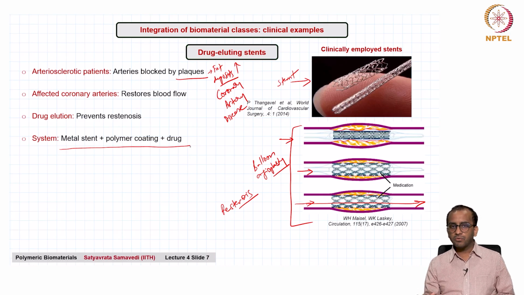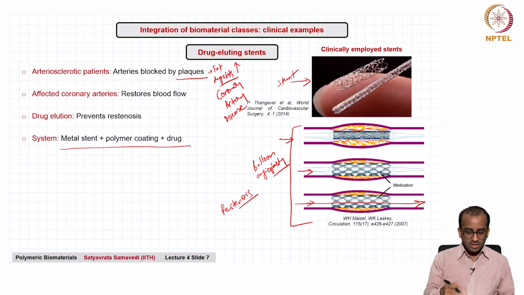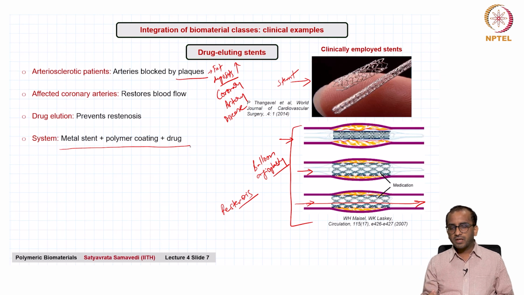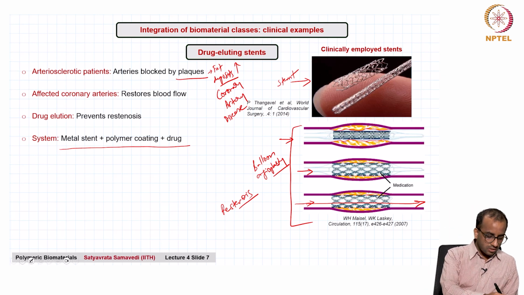So, not only are you solving the problem of plaques right now, you are anticipating that restenosis may happen, and you are actively taking care of that by integrating the stent with a polymer coating, which can release a drug that can prevent this excessive cell proliferation. And it has been shown that drug-eluting stents are far more successful than traditional stents.